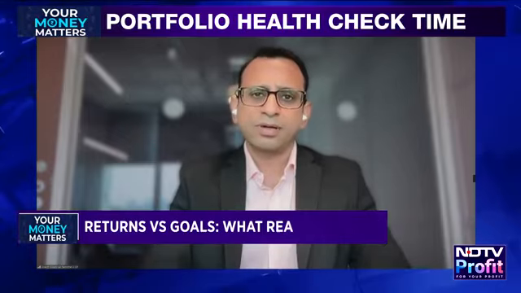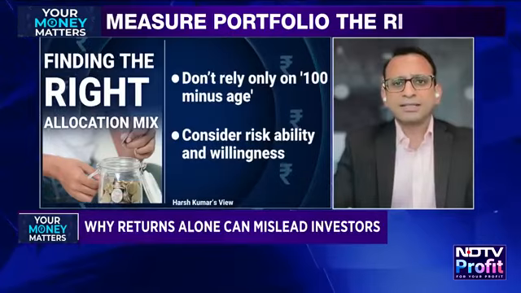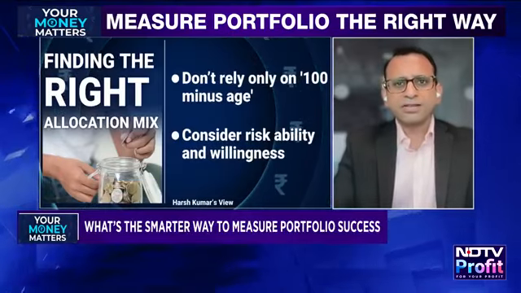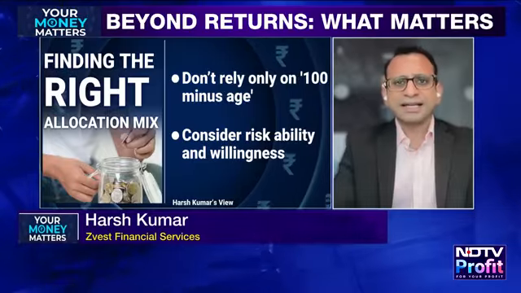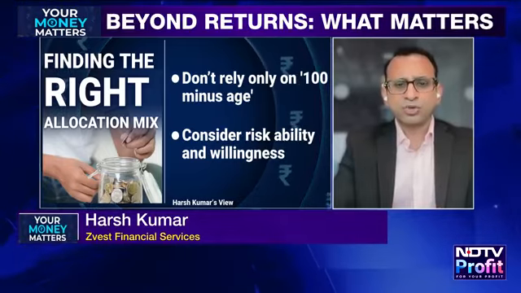So a lot of people say that 100 minus age should be your equity allocation, but I respectfully disagree with that, because age is just one variable in terms of deciding how much risk you can have in the portfolio, and it's not the only variable. Now, how would we analyze this? One is, I would look at risk in two dimensions: ability to take risk and willingness to take risk. And second, what is the kind of holding period an individual has.